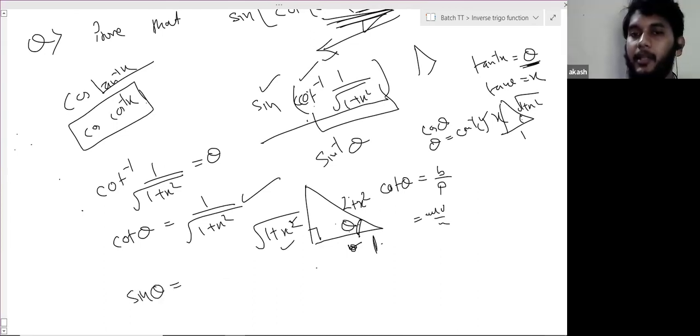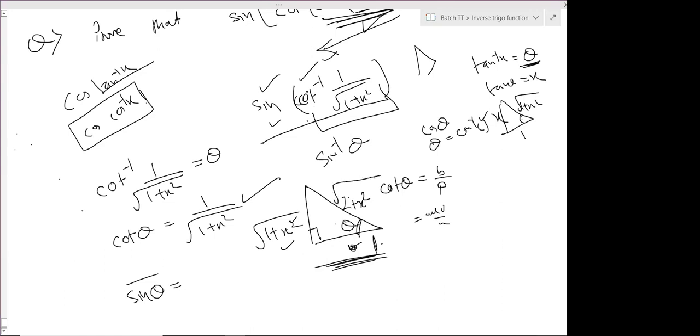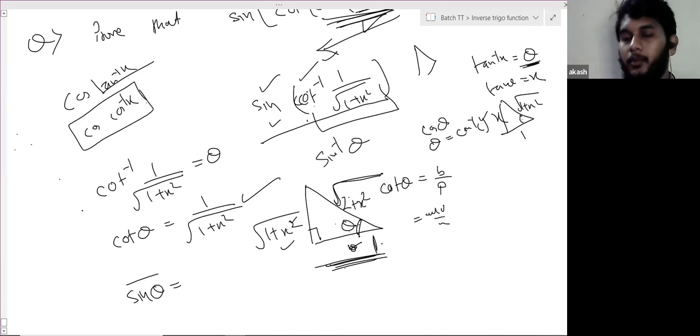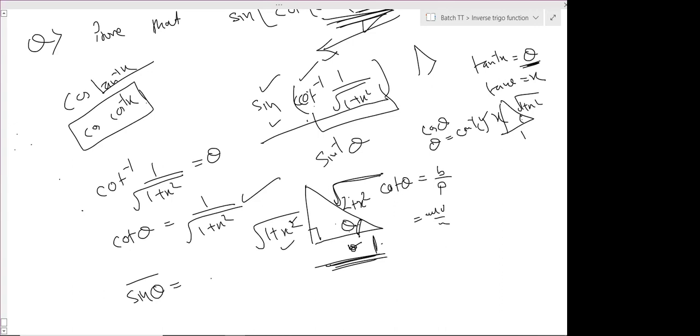What will be sine theta in this triangle? Why sine theta? Because in the question I have sine of something. That is why I'm finding sine theta. So what will be sine theta here? There will be under root also, I forgot the under root. Yes, sine theta will be root of 1 plus x squared by root of 2 plus x squared. Absolutely right.